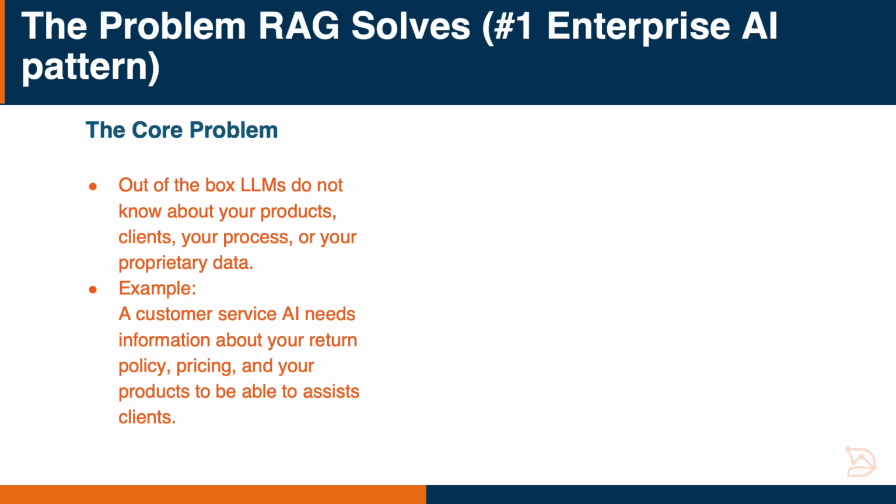Okay, now let's see the problems that RAG solves, as I mentioned. Out of the box, LLMs do not know about your product, your clients, your processes, your proprietary data, and sometimes you also don't want to give everything to the LLM to get results. An example is a customer service AI that needs information about your return policy, your pricing, and your products to be able to assist clients. And all this cannot fit into the LLM at the same time. So that is what RAG comes in to solve.